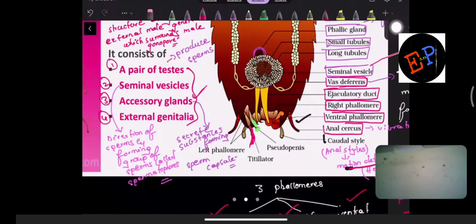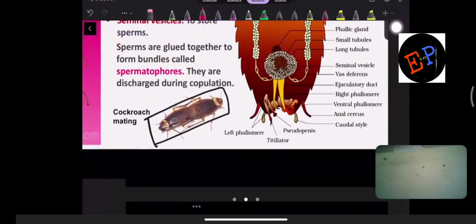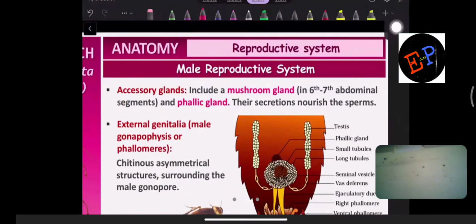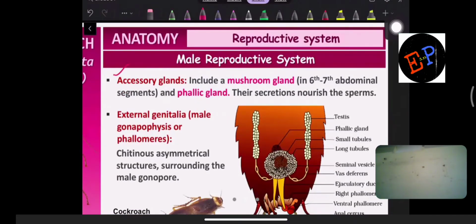And in this accessory gland, once again, we have two glands. So somewhere it is present, see here. So accessory gland, it has again two glands. One is a mushroom gland and the second one is also phallic gland. Understood? So accessory gland again has two glands, which are called mushroom gland and a phallic gland. They are responsible for producing the capsule of the sperms, and they are also responsible for nourishing the sperm cells. Okay? Nourishing means what? Keeping the sperms alive. That is called nourishment.